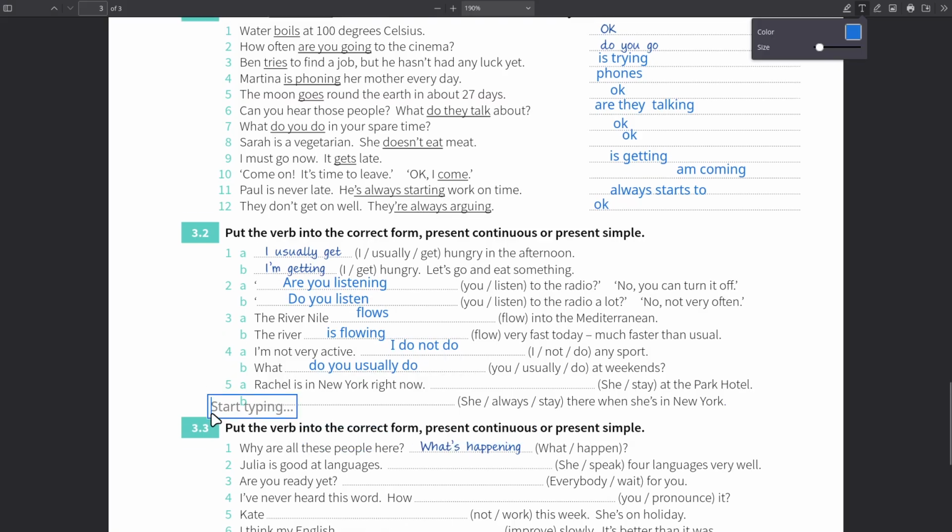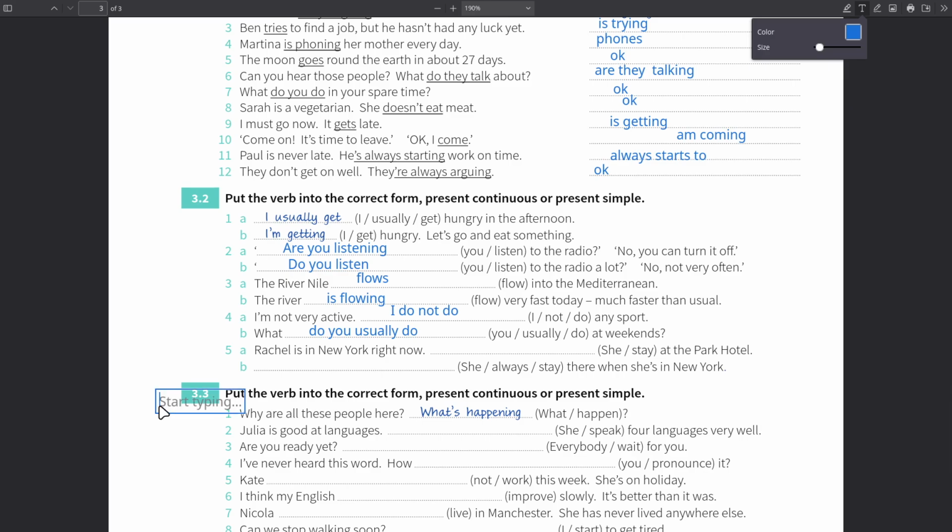Okay, let's move on to the next one. Rachel is in New York right now. Okay, our subject is she. Our main verb is stay at the Park Hotel. The second part, our subject is she, always stay there when she's in New York. Okay. The first one.